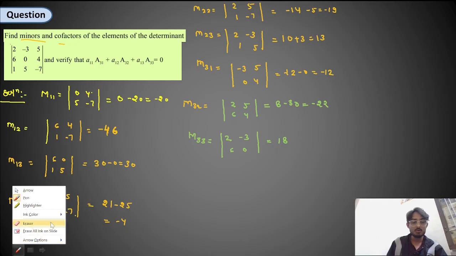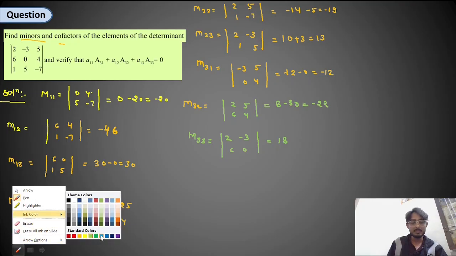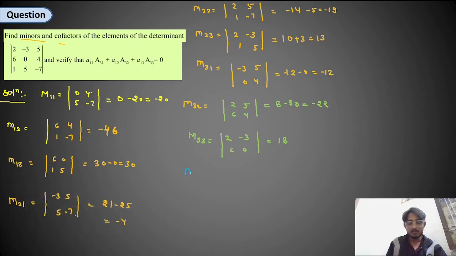So now you can find the cofactor, first A11. How can you find A11? A11 equals, your sign is minus 20 and 1 plus 1 equals 2. So this is an even number, so you will not change the sign. A11 equals minus 20.